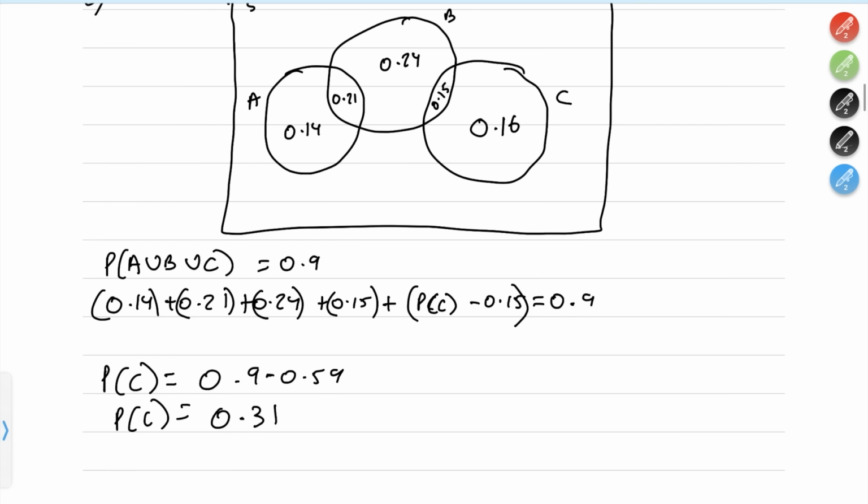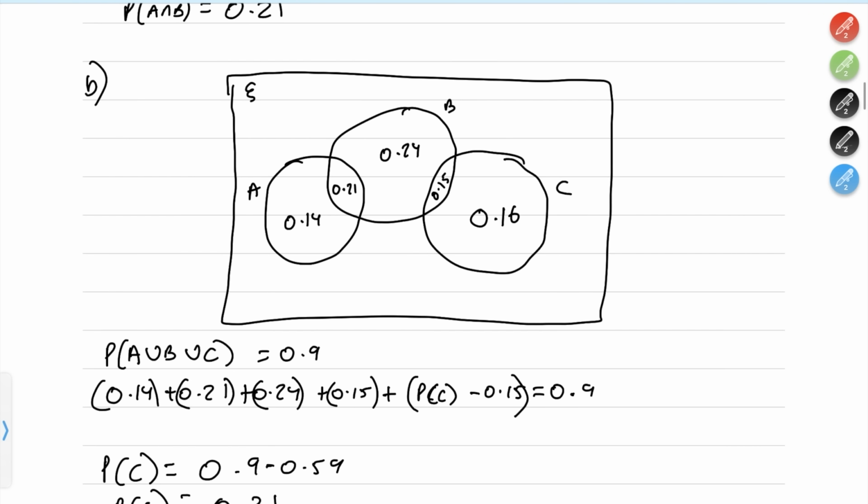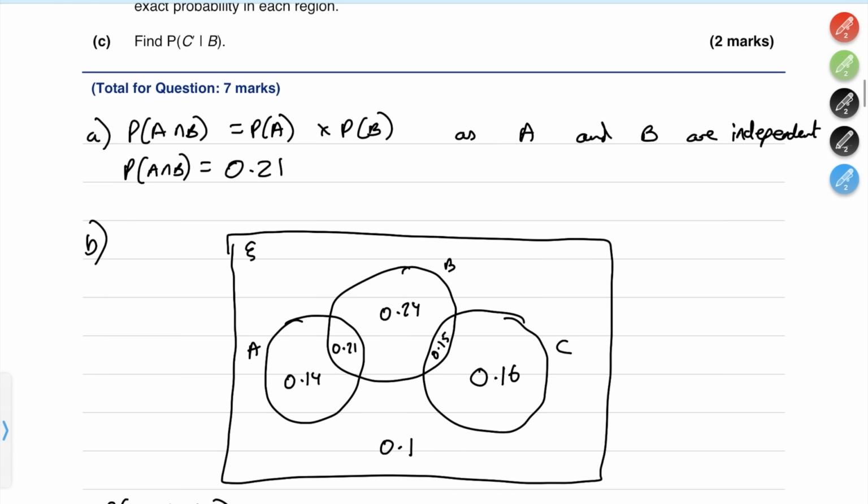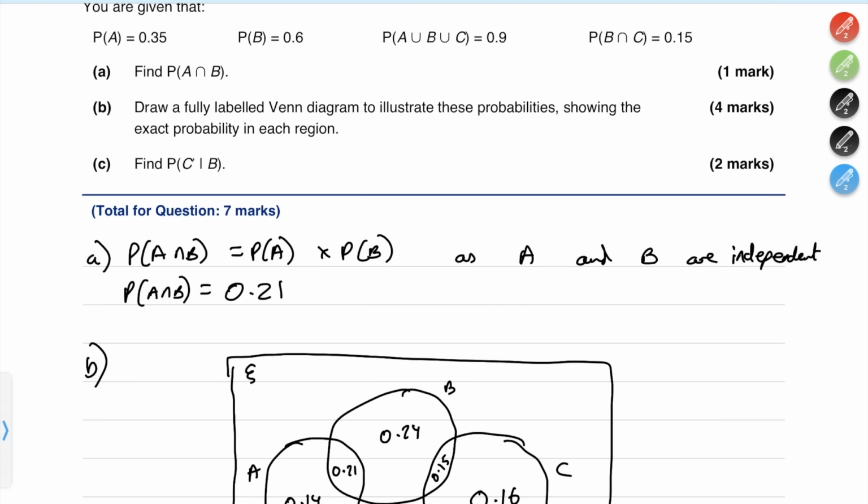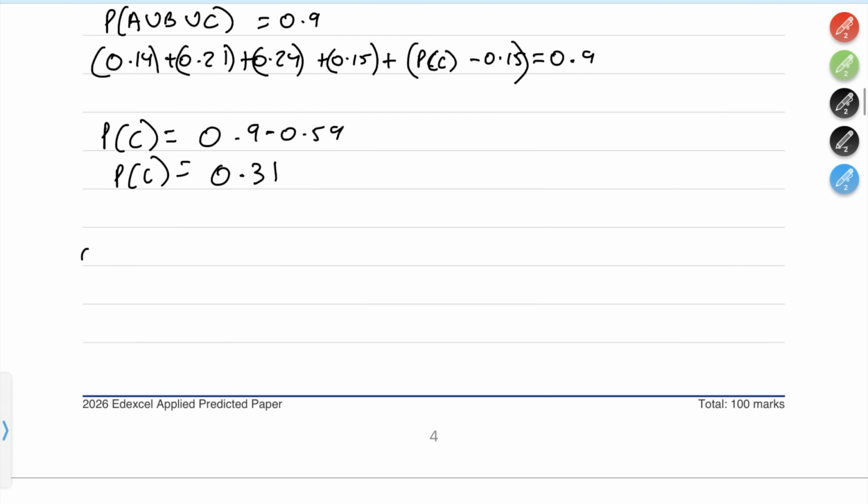Now, let's just double check. This should all add up to 0.9: 0.14, 0.21, 0.24, 0.15, 0.16. That adds up to 0.9. And let's not forget, the sum of probability should be 1. So that must mean that outside will be 0.1. So that's part B done, a nice Venn diagram question. And we can now move on to part C.